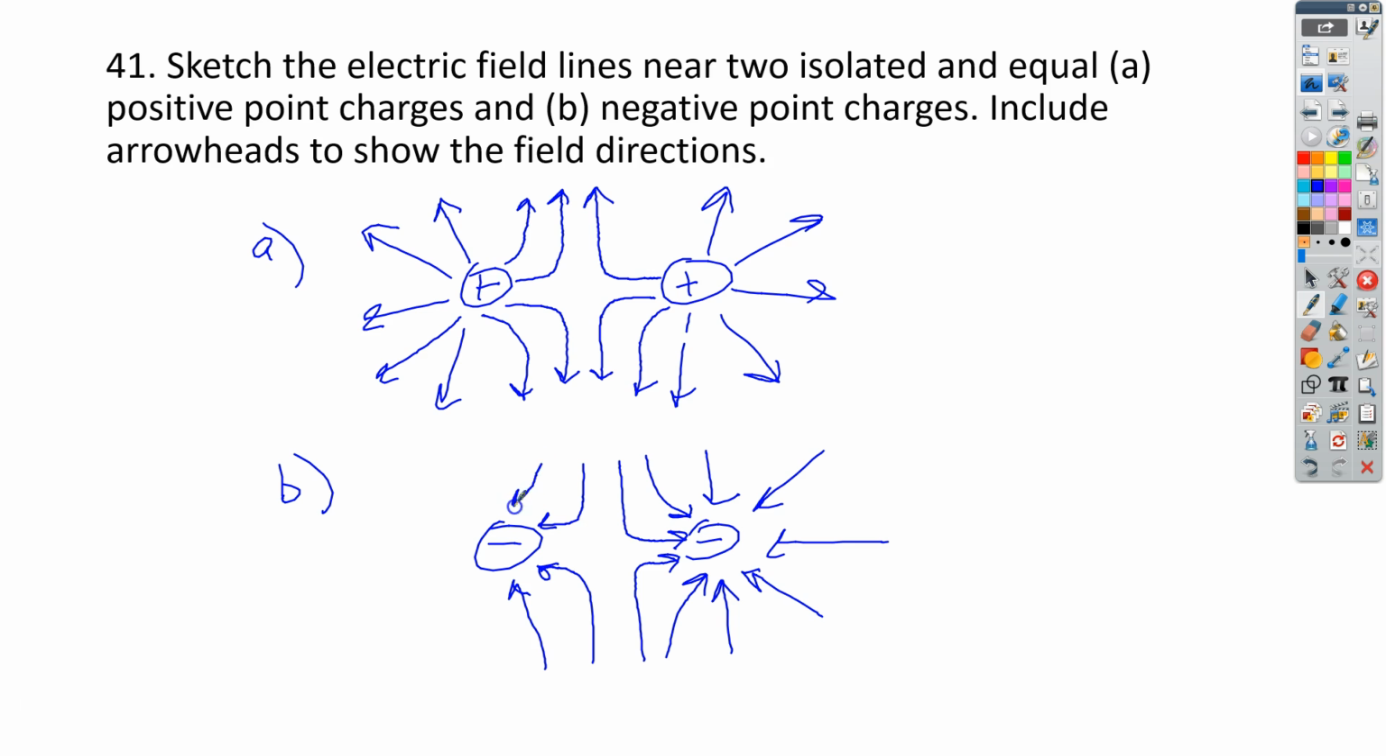And then we just want to make sure we do the same thing on the other side so that it's pretty much symmetrical. And you get about the same number of field lines on both sides. And that is the end of section 16.4 problems.